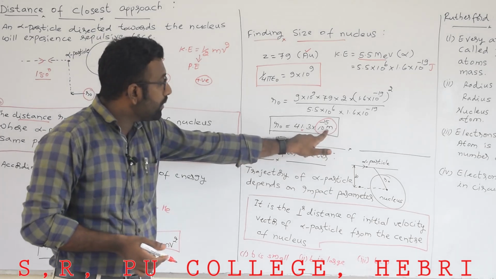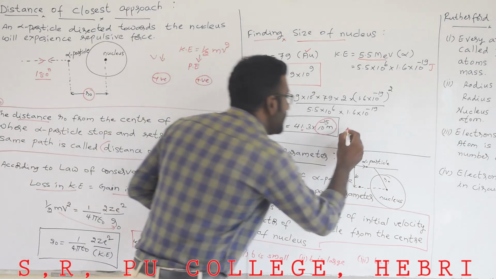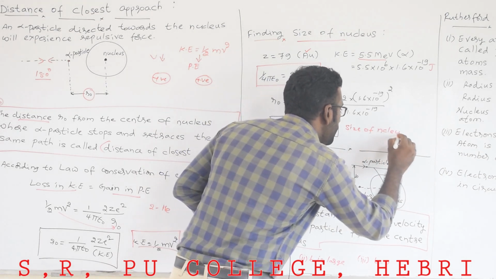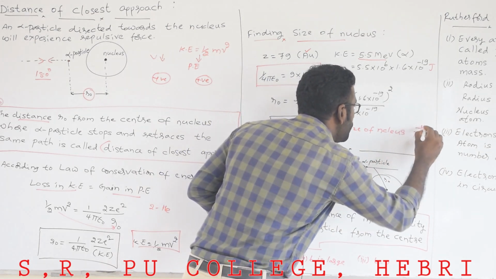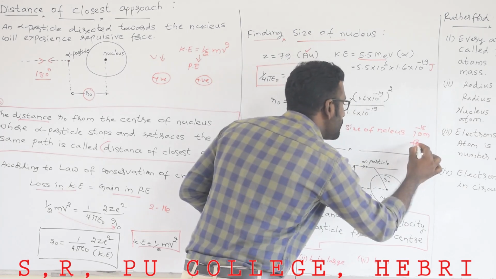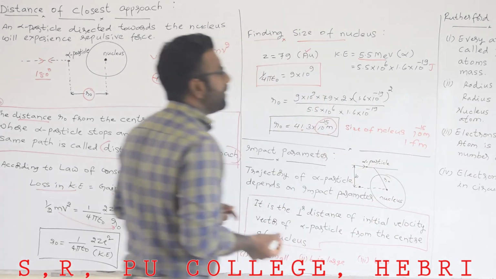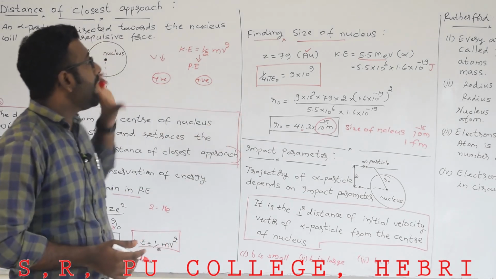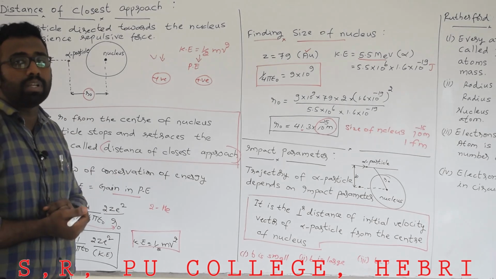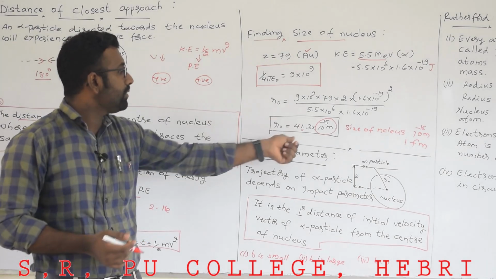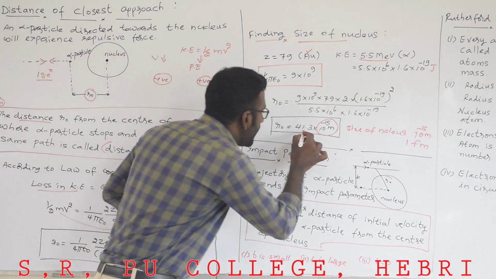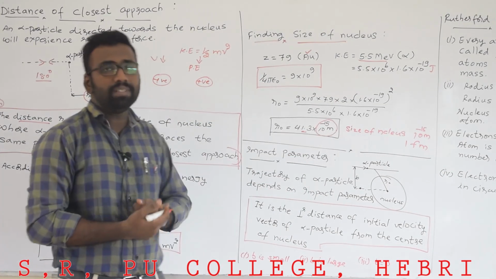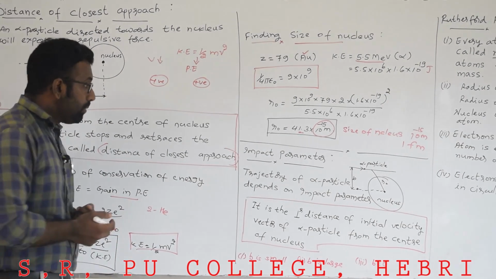But this is very important: the size of the nucleus is of the order of 10 to the power minus 15 meter, or we also call it 1 femtometer. This is about the idea of finding the size of the nucleus. You can do this calculation by yourself to find out the value. This value will be 41.3 of the order of 10 to the power minus 15. Okay, we will move on further.